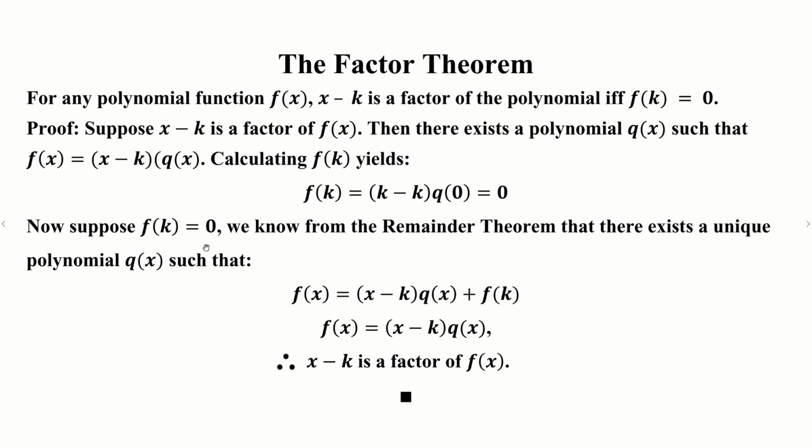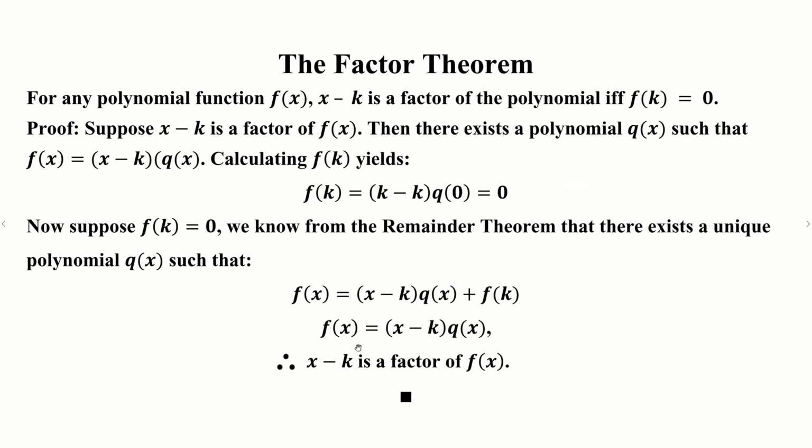Now, let's go the other way. Now suppose that f of k is 0. We know from the remainder theorem that there exists a unique polynomial q of x such that f of x is going to be quantity x minus k times q of x plus f of k. Now f of x is going to be quantity x minus k times q of x because f of k is 0. So this part zeroes out.